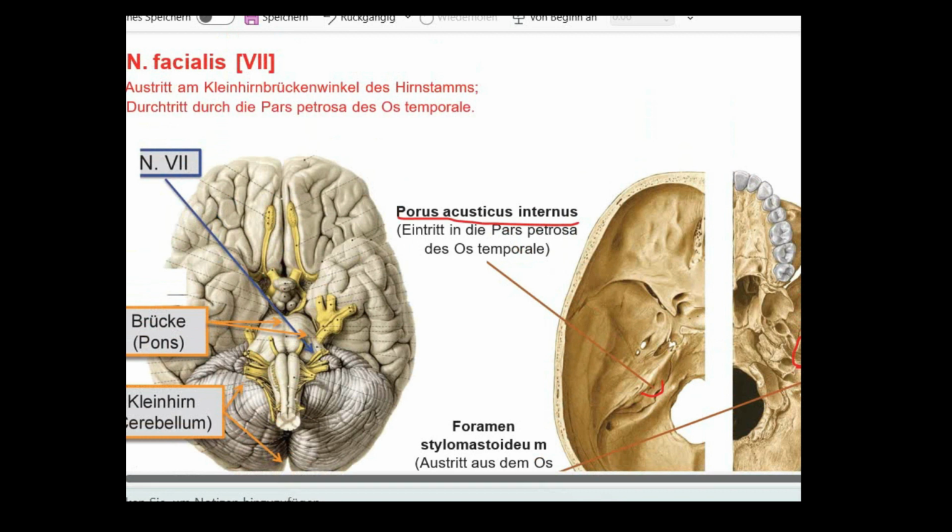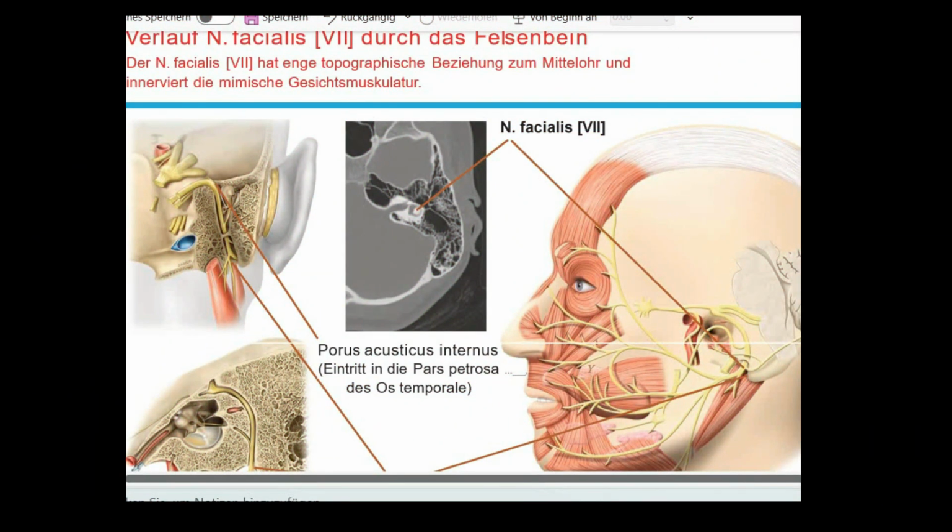That's how we notice the facial nerve. The facial nerve is responsible for the facial muscles. Since it's muscles, it's the motor function for the muscles. Here we can see it again in a better way: the porus acusticus internus, and then it forms the stylomastoid foramen.